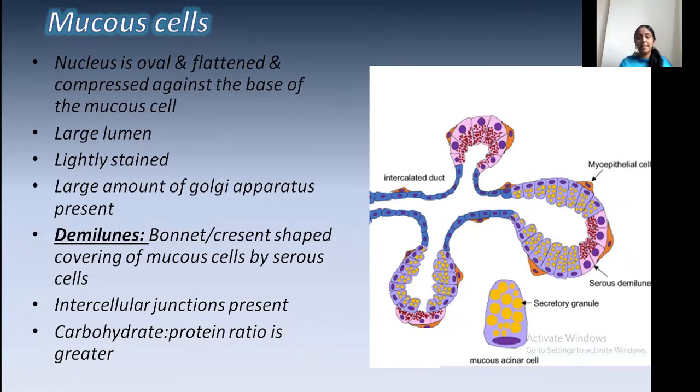There will be a question: serous demilunes are found in dash. Option A, serous cells. Option B, mucous cells. Option C, myoepithelial cells. The answer is serous demilunes are found in the mucous cells. I repeat again what serous demilunes are. They are bonnet or crescent-shaped covering of mucous cells by the serous cells. Mucous cells are covered by the serous cells. That is a serous demilune.